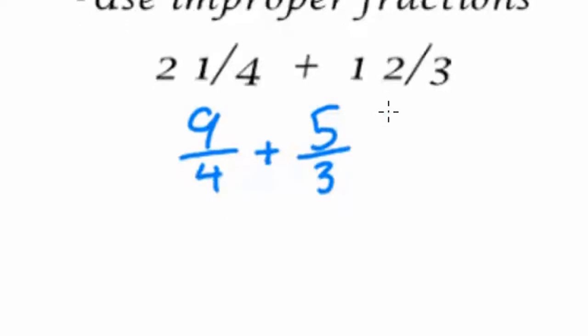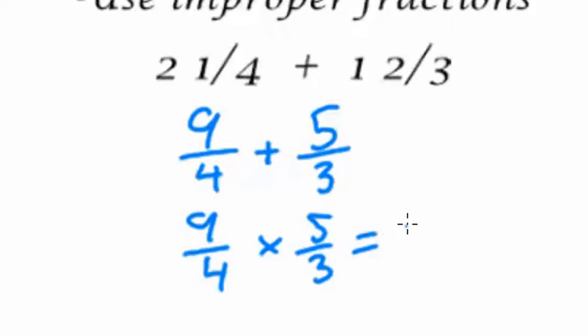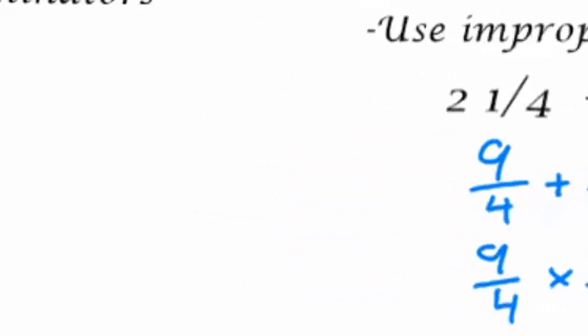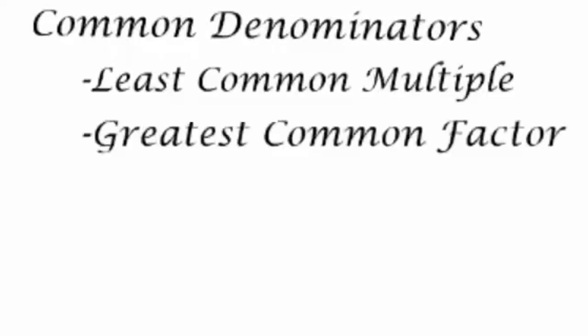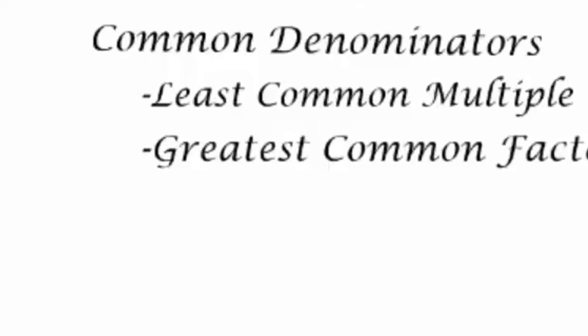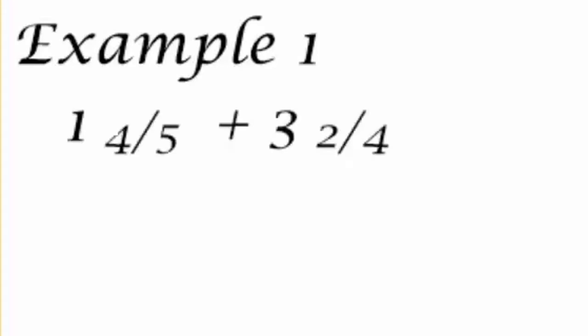Now I can't add these because my denominators are different, so I can convert to solve this problem, but at the current moment I can go ahead and multiply them to prove that with improper fractions I can ultimately find a solution. 9 times 5 will be 45, and 4 times 3 will be 12, so 45/12 will be the final answer of the product between both of those. If I wanted to add them, if I wanted to subtract them, I would again remember my rules of common denominators, that being finding the least common multiple and the greatest common factor of many of these fractions in order to continue with my operations.